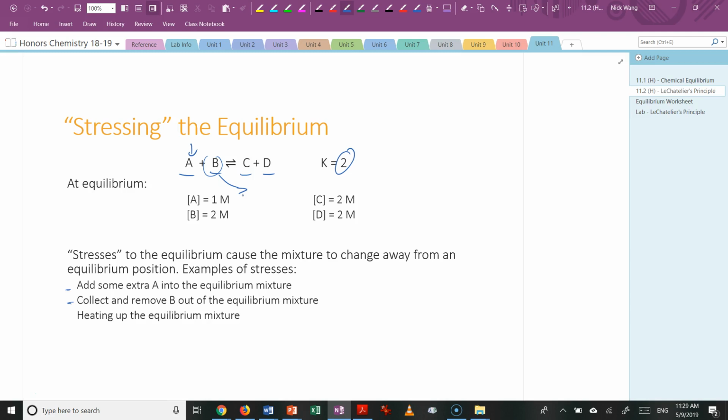Finally, we can heat up the equilibrium mixture. How does that affect our equilibrium? Remember, the fundamental definition of equilibrium says that the forward and reverse reactions are occurring at the same rate. So if we mess with the temperature, that means we're changing the rates. We're changing how this reaction is going to proceed because we mess with the speed at which it goes forward and the speed at which it goes backwards. So again, we're stressing it. We're talking about no longer having a K that's equal to just 2.